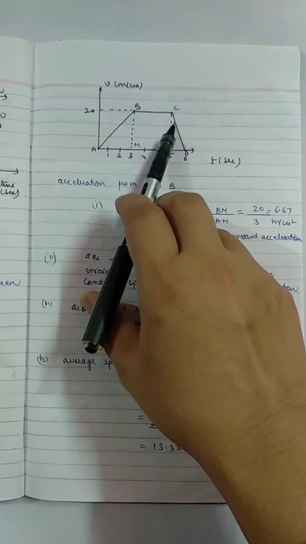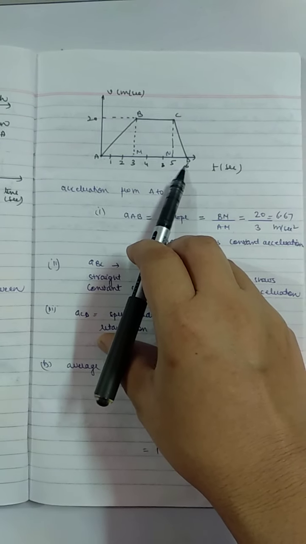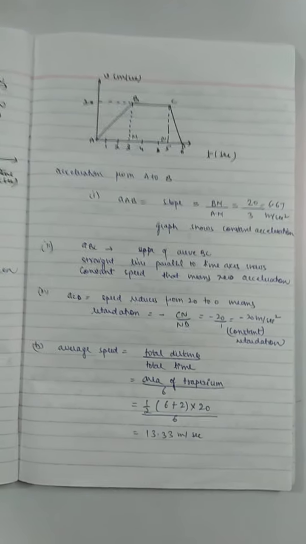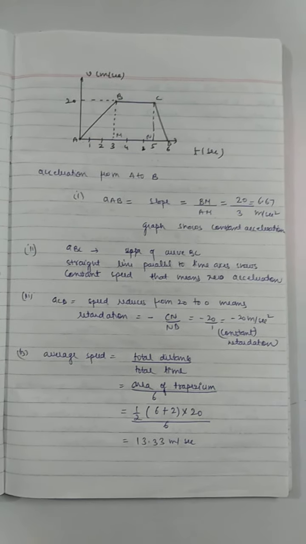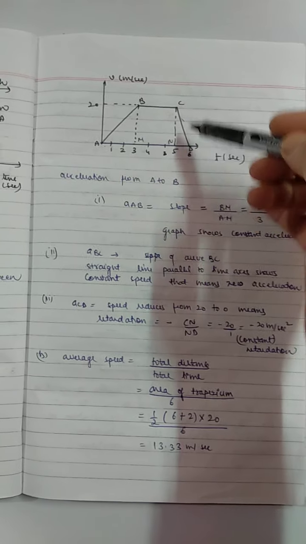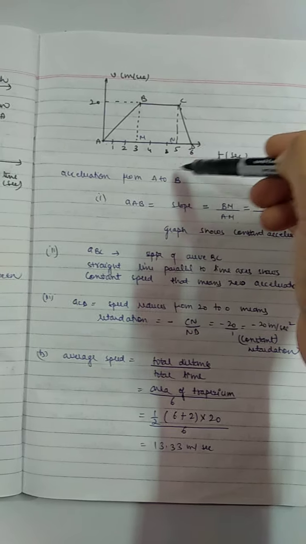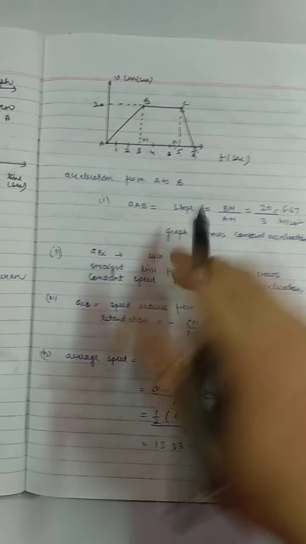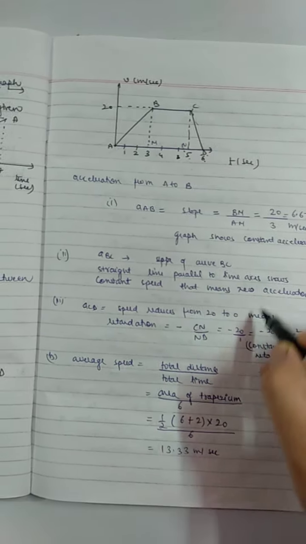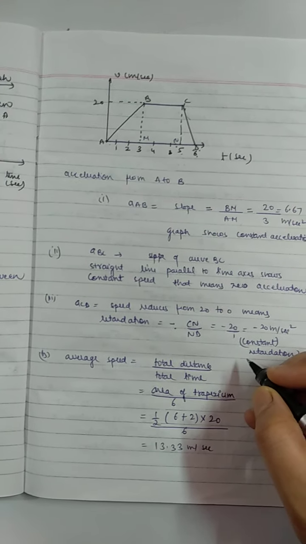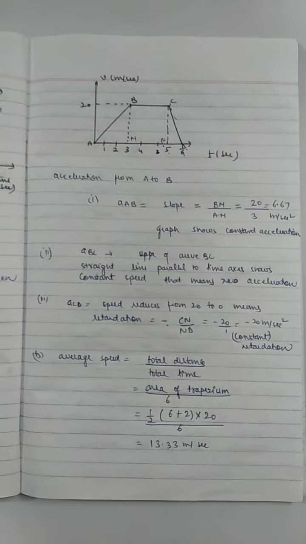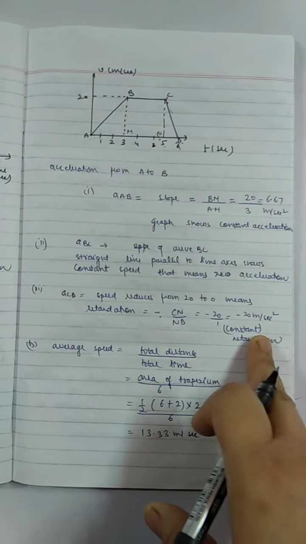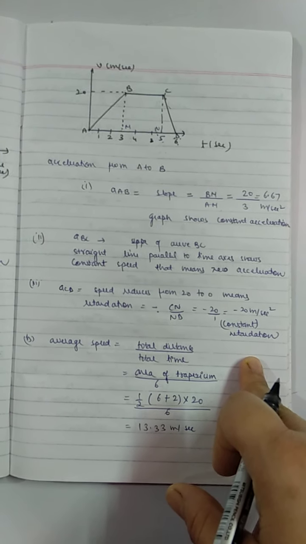Now C to D, velocity drops from 20 to 0 meter per second. That means it's not acceleration, it's a kind of retardation. Value of retardation can be calculated with the same formula. That means the slope of the graph, and the slope of this graph is equal to Cn upon Nd. The value of Cn is 20 and the value of Nd is 1. The minus sign shows it is retardation. That means velocity is decreasing, from 20 to 0. So put the value over here. You will get 20 meter per second square. That is your constant retardation.